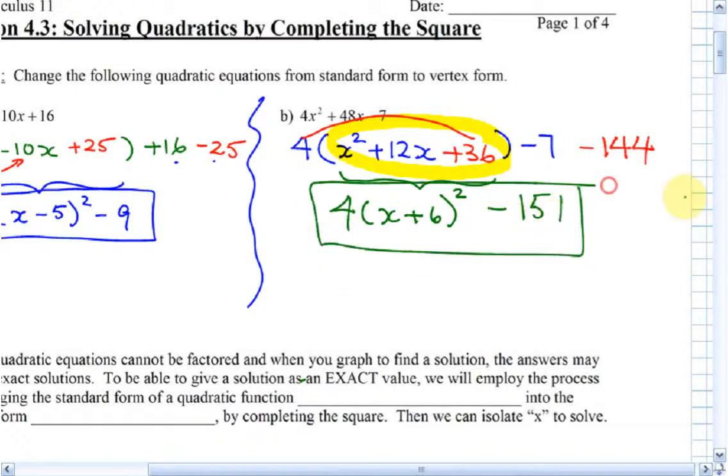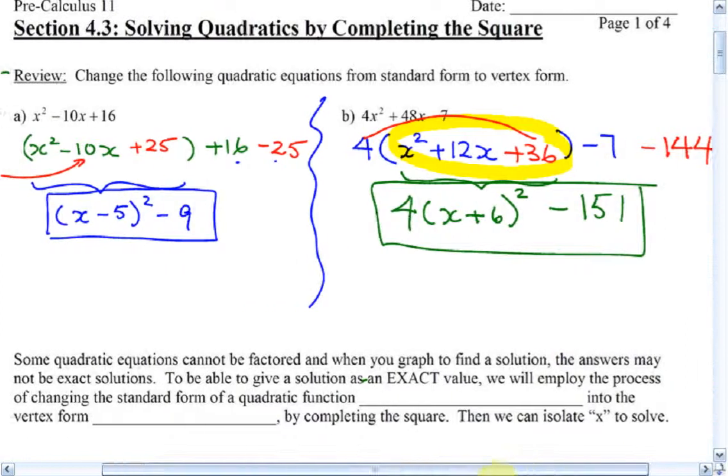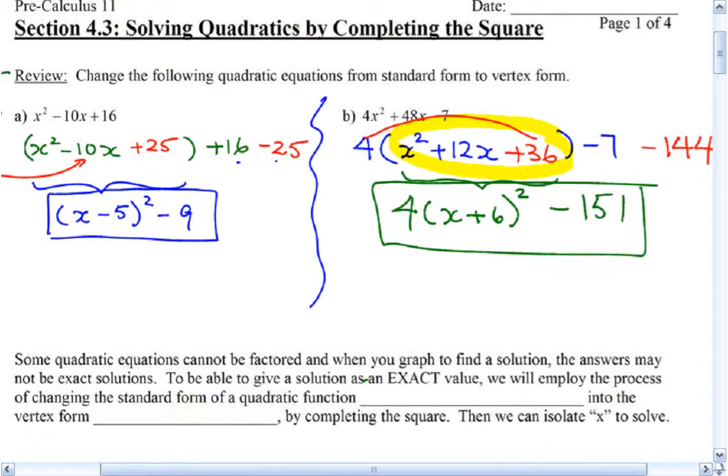Okay. Now, ladies and gentlemen, if you can do this, you're more than halfway to understanding today's lesson. More than halfway. If you can't, work on it, please. Now, remember what we did before. This whole chapter has been about solving quadratic equations. Now, what I'm telling you is some of them can't be factored. And when you graph to find a solution, you get decimals. And decimals are fine, but they're not what we call exact solutions. Sometimes I want the exact answer.